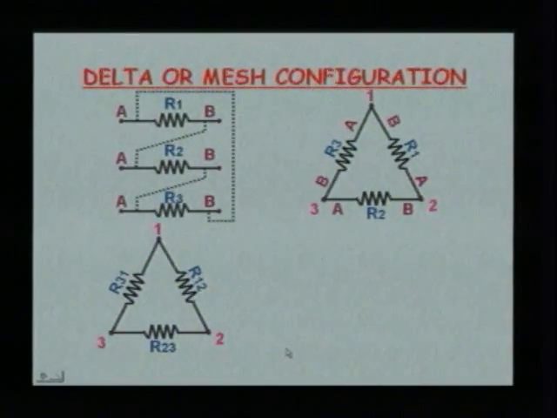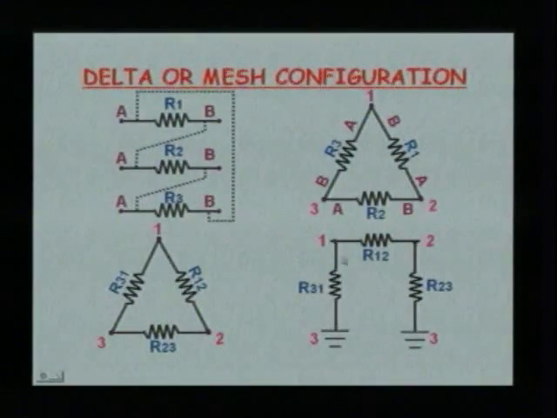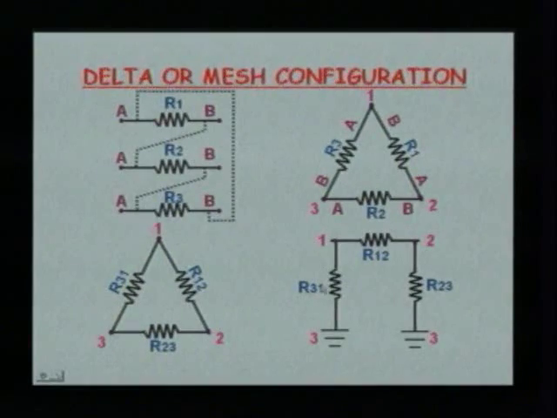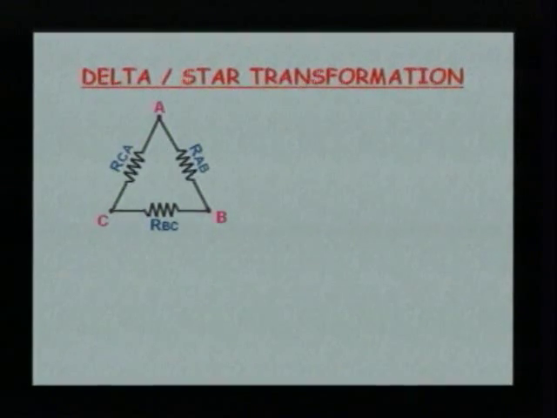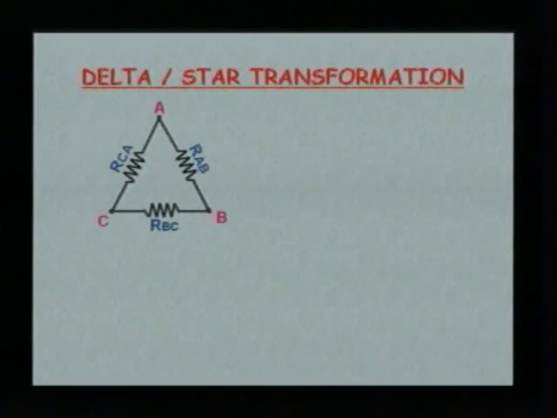This can once again be redrawn into this format, that is 1 and 2 and 3 terminals. R12 means connected between 1 and 2, R23 connected between 2 and 3, R31 connected between 3 and 1. Likewise, we can check out the delta connection. Now, we came through knowing a star connection as well as a delta connection. Let us look how to convert the star or delta into the other one. First of all, let us focus upon converting a delta network into a star.